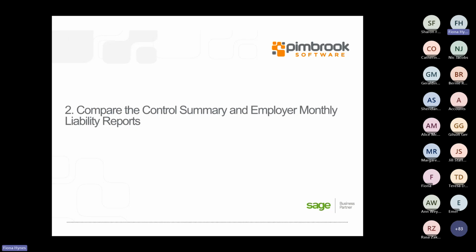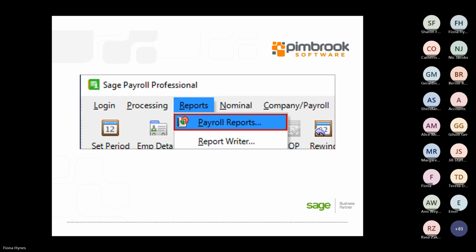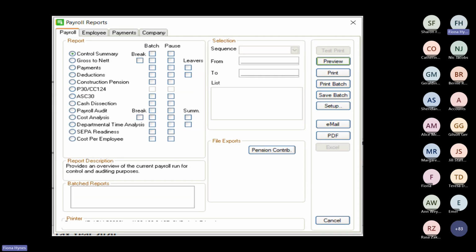So your step 2 is to compare the control summary and the employer monthly liability report. We'll go through printing the control summary first. We're up the top to reports and then payroll reports. In the Payroll tab, select the control summary and then print from the right-hand side.